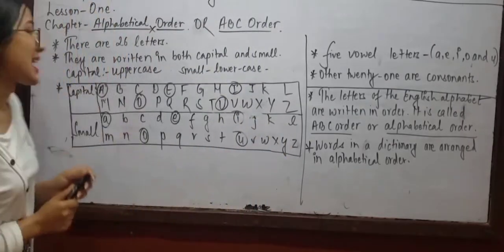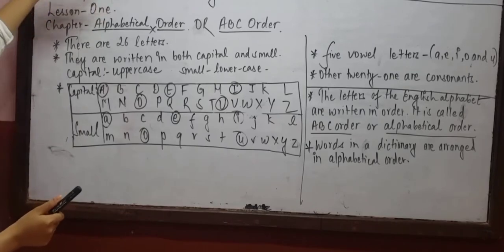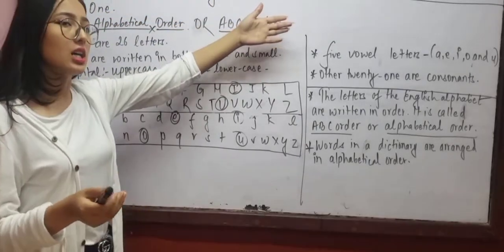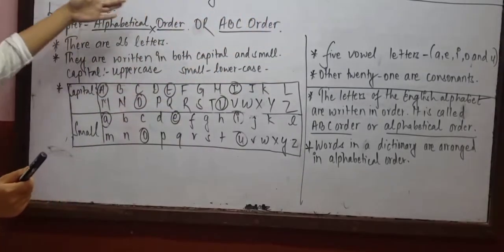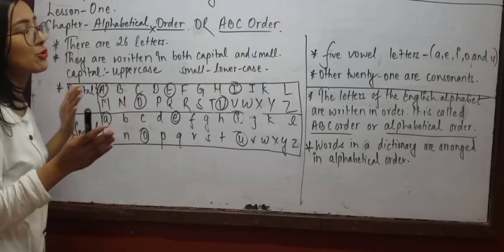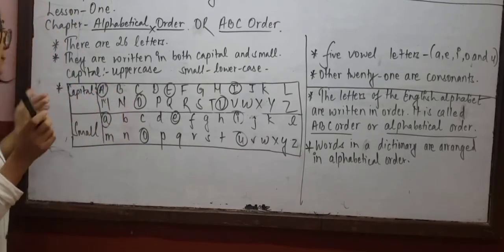Today's video is for class 4. We have lesson 1, that is alphabetical order, or you can also call it ABC order. This is the supplement English. Today we are going to learn about alphabetical order and how to write alphabets in a proper way.